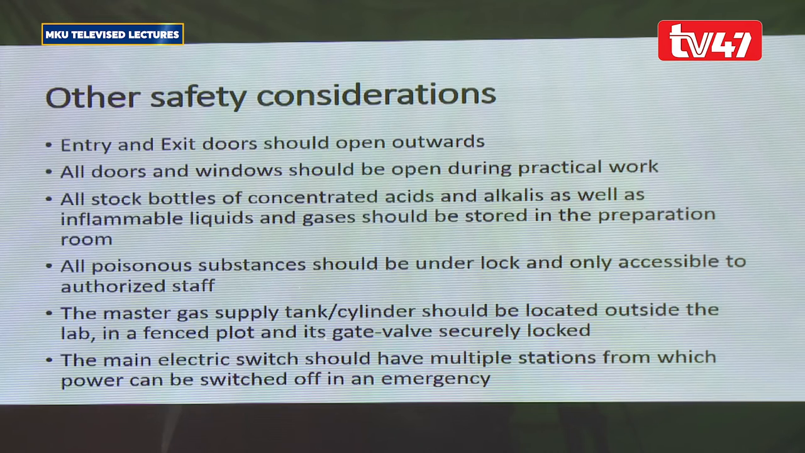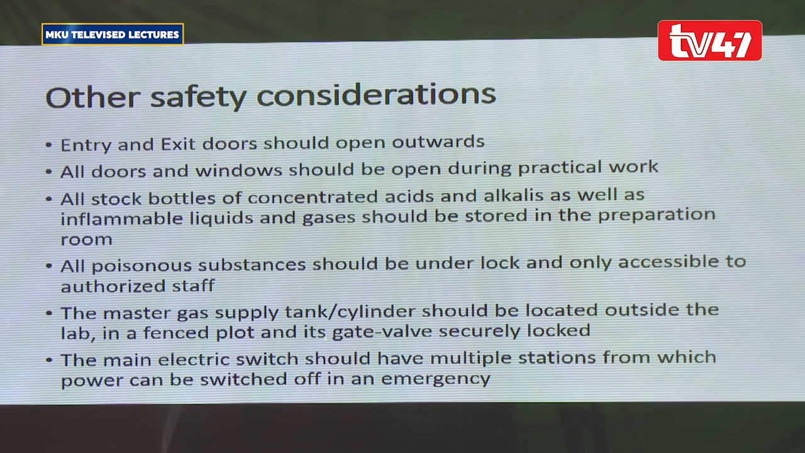We also have the poisonous substances that are required in the biology lab. These should be kept under lock. Many people talk about lock and key, but if you have kept them under lock and the key is there, what are you doing? So it should be just lock, and no unauthorized person should have access to the key that opens that lock.